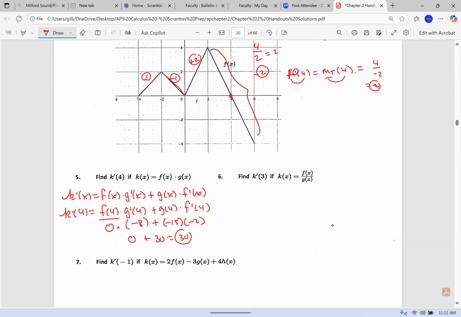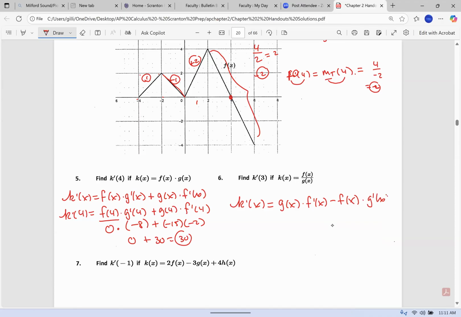In number 6, the derivative k prime of x is a quotient rule. It's the bottom function g times the derivative of the top, which is f prime, minus the top times the derivative of the bottom, all over the bottom squared. And now I'm going to sub in my value of 3. I'm going to be a little lazy here. I'm just going to cross out all these x's and put a 3. But I definitely have to cross out all the x's.